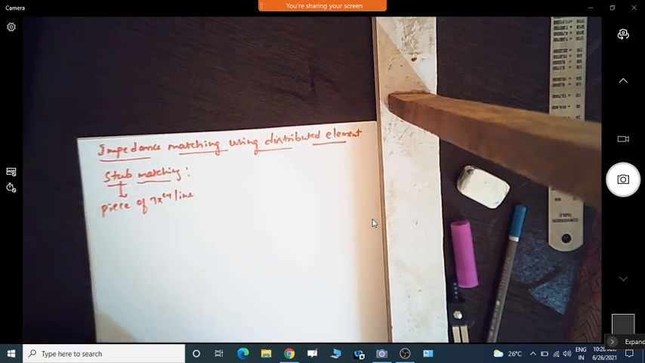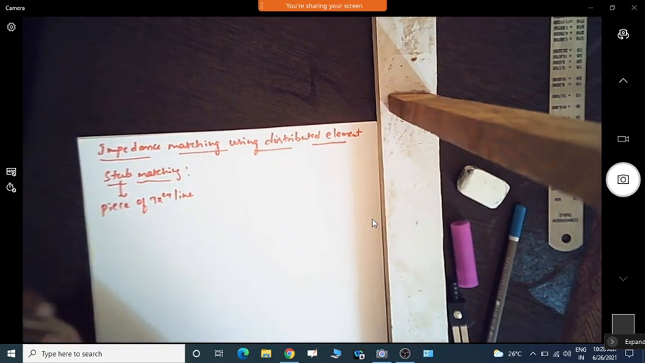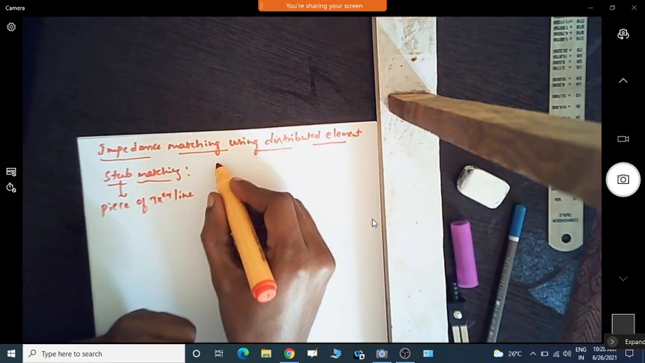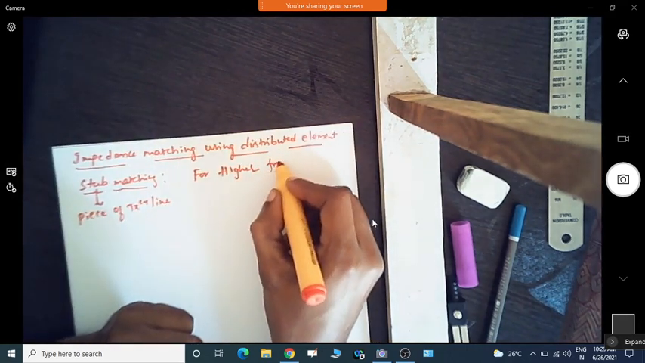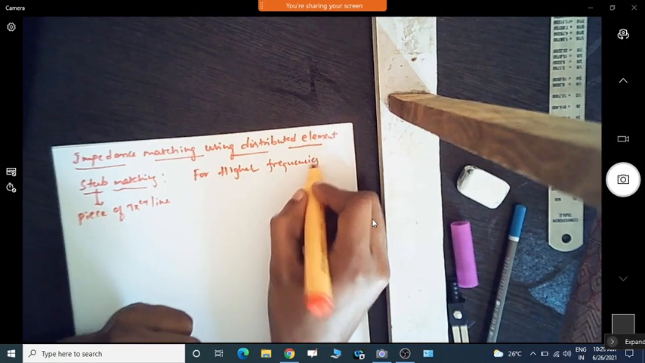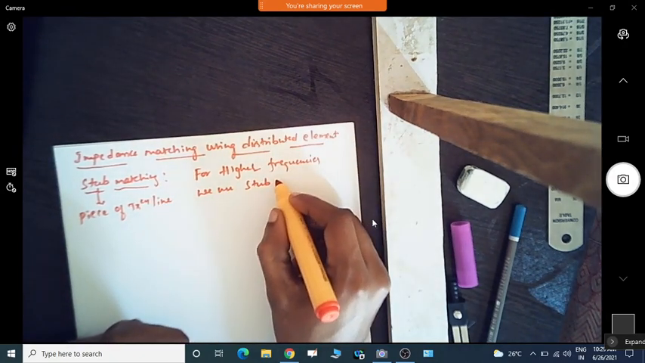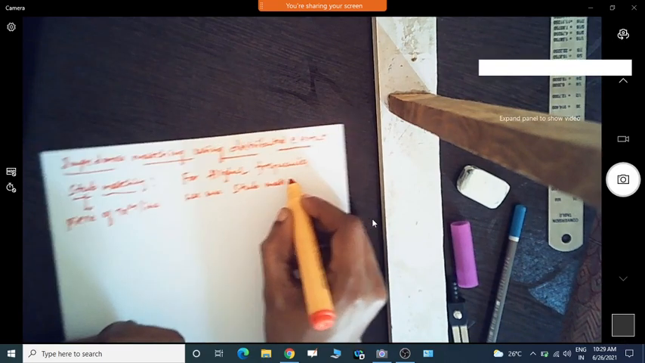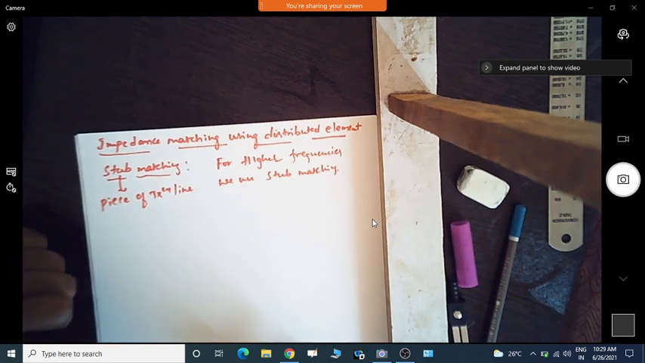Also, space is one of the constraints. If the component size keeps increasing, then you cannot put it in such a small, compact size. So that's why, when we go for higher frequencies, we use stub matching or distributed element matching.